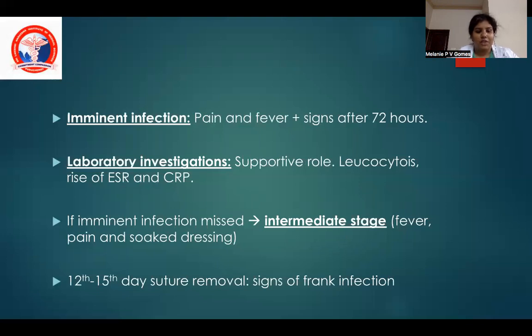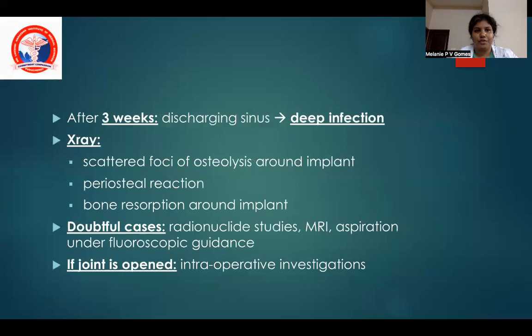If imminent infection is missed, there may be persistent low-grade fever, pain, and dressings may get soaked. This is the intermediate stage. By the 12th to 15th day, when the stitches are removed, there may be signs of frank infection, like interrupted wound adhesions with induration, edema, and discharge. If after 3 weeks, discharge with sinus-like opening persists, a diagnosis of deep infection has to be made.